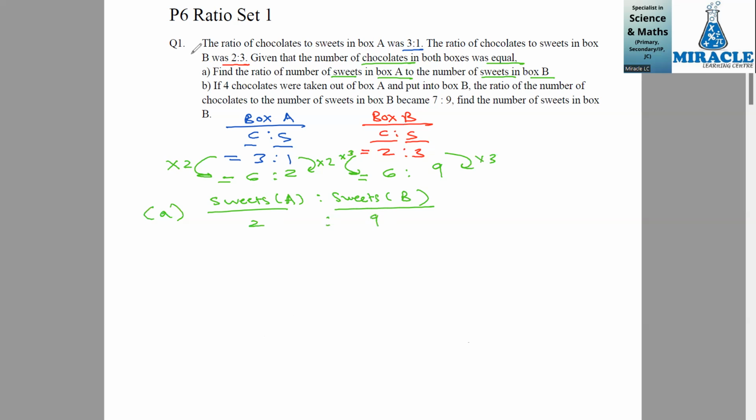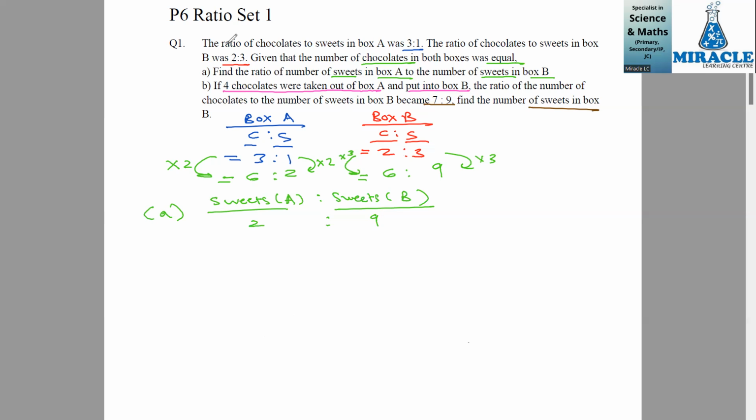Now for part B, if 4 chocolates were taken out of box A and put into box B, the ratio of the number of chocolates to the number of sweets in box B will become 7:9. So find the number of sweets in box B. So we know that chocolates were added into box B, but nothing was done to the sweets. So we realize our common variable over here, our identical variable over here, is actually the number of sweets.